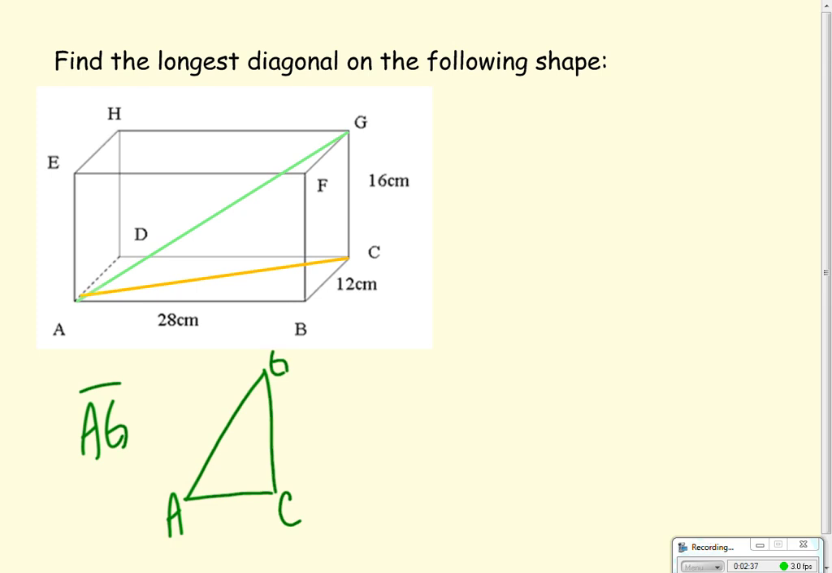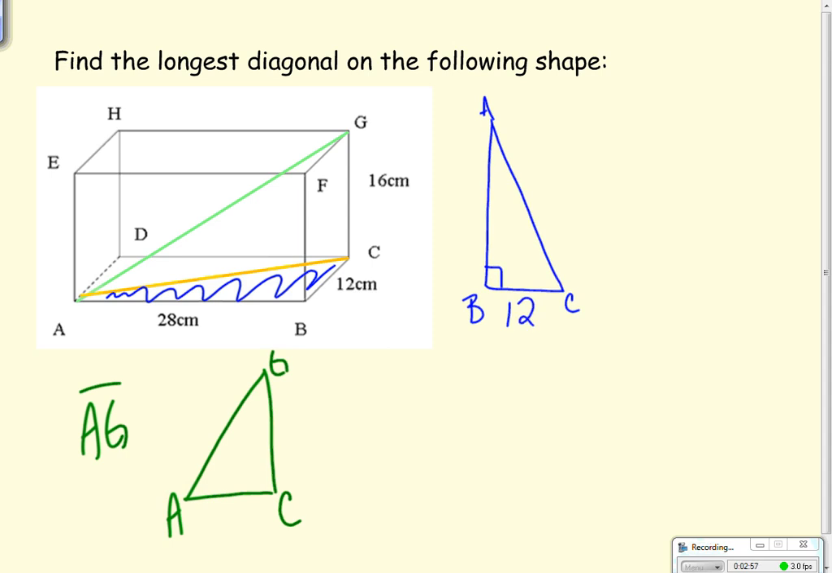Now, in order to do that, we're going to have to do another Pythagoras problem. And that is for this triangle right here. So if I were to redraw that triangle on the side, there's my right angle, I would have BCA. From B to C, we know is 12 centimeters. From A to B is 28 centimeters. And the diagonal line, the yellow line, is our A to C. So at the moment, I'm just going to call that X. And we need that before we can find A to G. So we're going to have to do two Pythagoras questions.